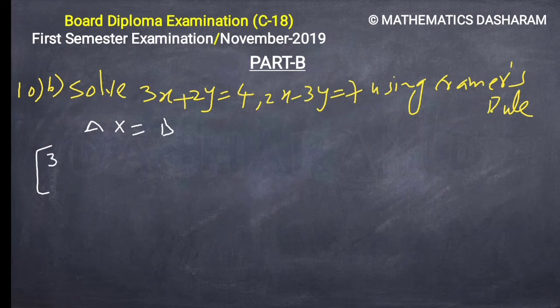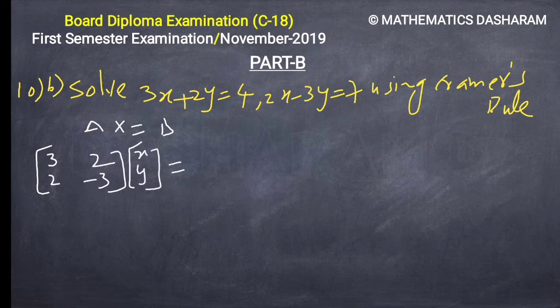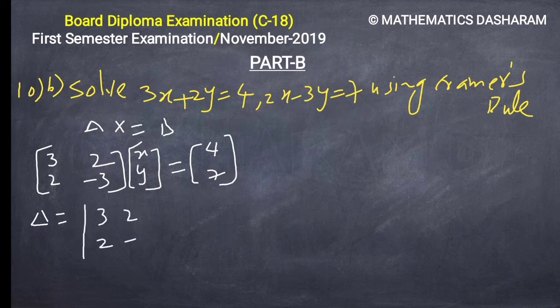So the coefficients of the variables in the first equation are 3, 2. Next, in the second equation, 2, minus 3. Next, X means the variable matrix. So in both equations we have only two variables, x and y. B means the constant matrix. So the constant numbers in both equations are 4, 7. Now let's find the delta. So delta means the determinant of the matrix A, 3, 2, 2, minus 3.